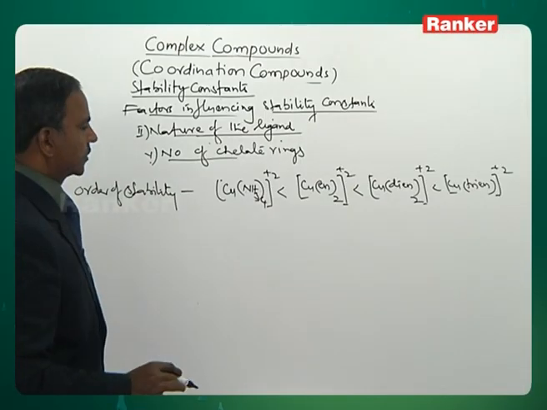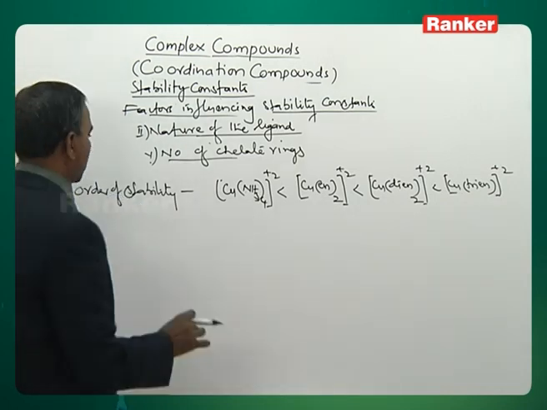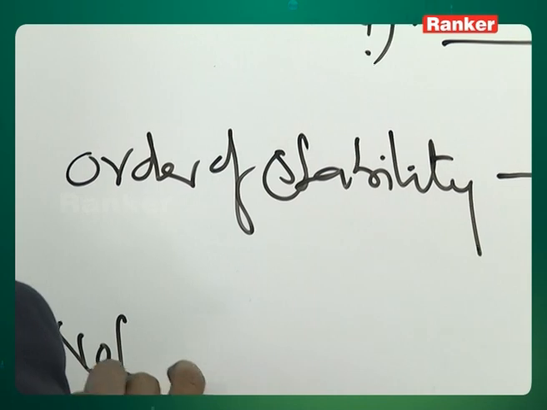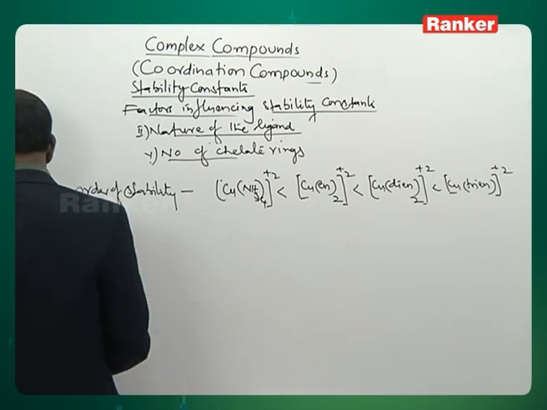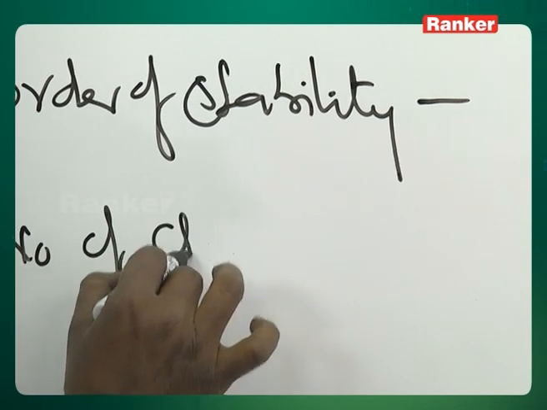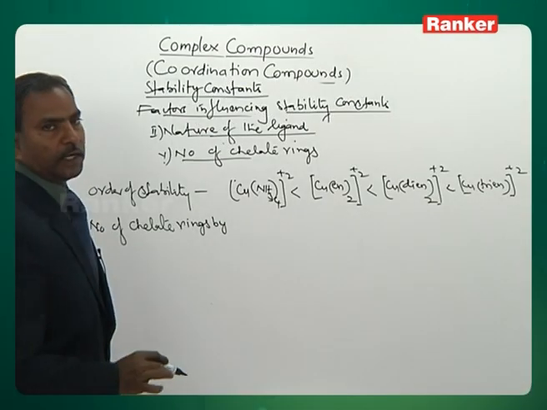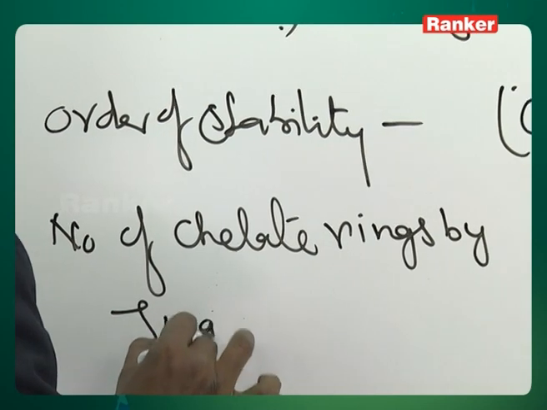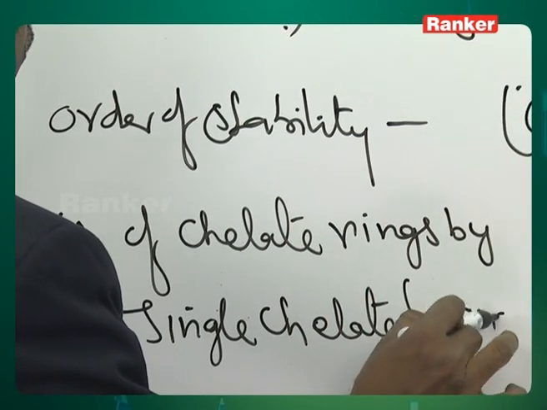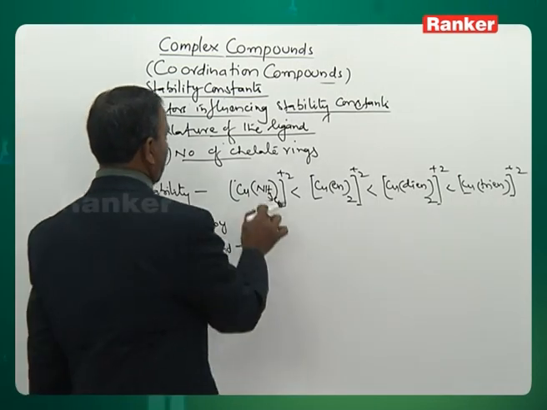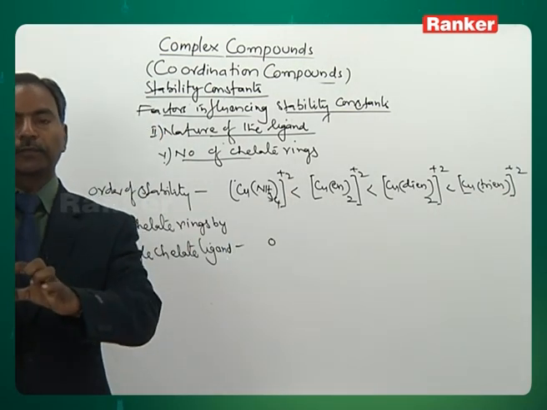Why are you writing this particular order of stability? How can you say? Let us see the number of rings formed by a single chelate ligand. Ammine is a monodentate ligand, so no ring. But you talk about ethylene amine, two donor atoms are there, it can form only one ring. Two donor atoms, one ring.